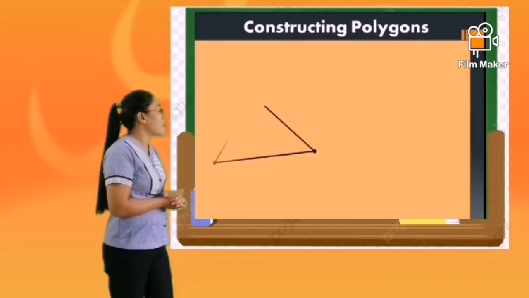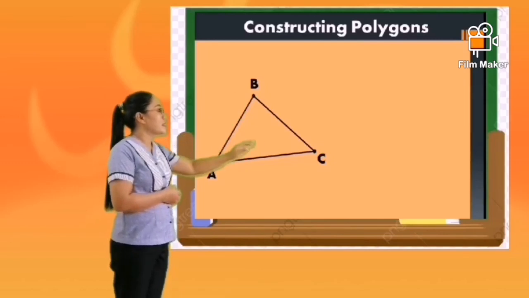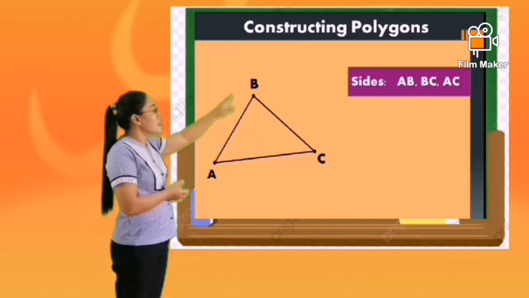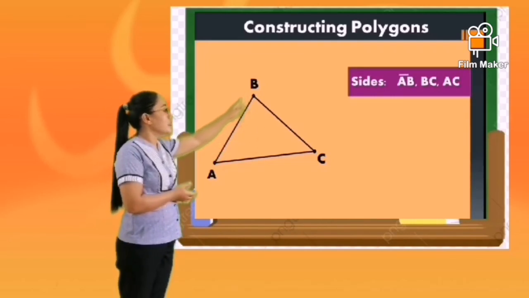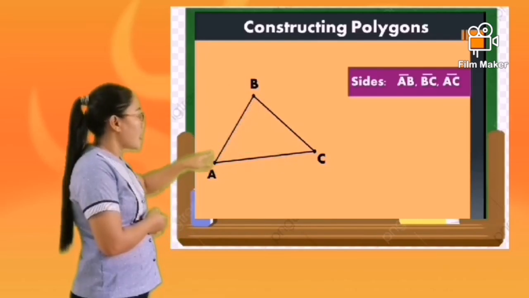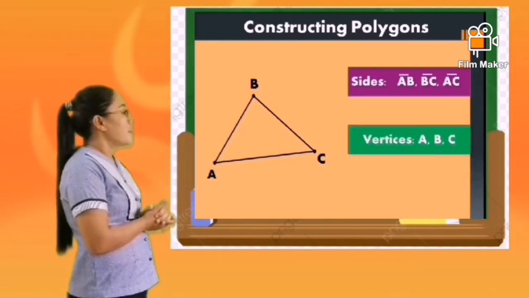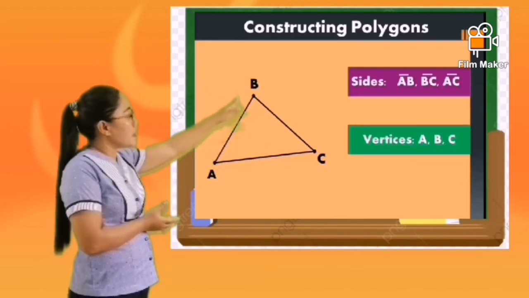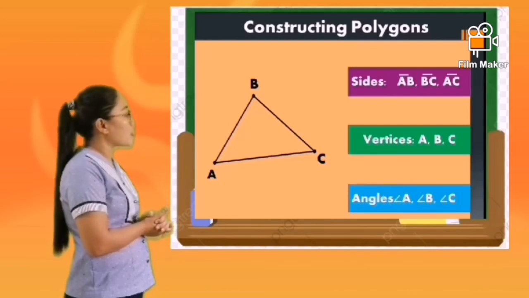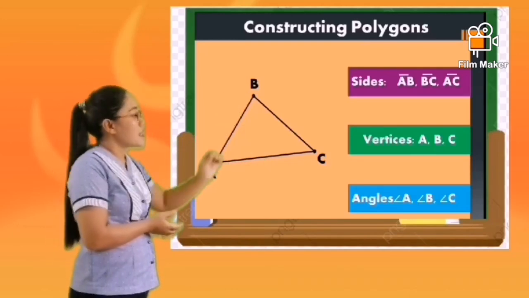So here is our example of a triangle: A, B, and C. Now, our sides from this figure are line segment AB, line segment BC, and line segment AC. Next, our vertices are vertices A, B, and C. The next one is our angles: angle A, angle B, and angle C.